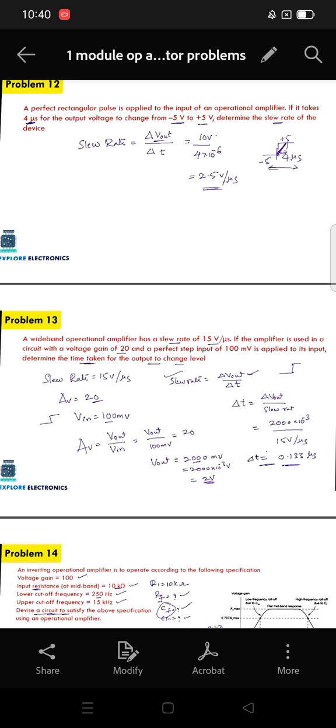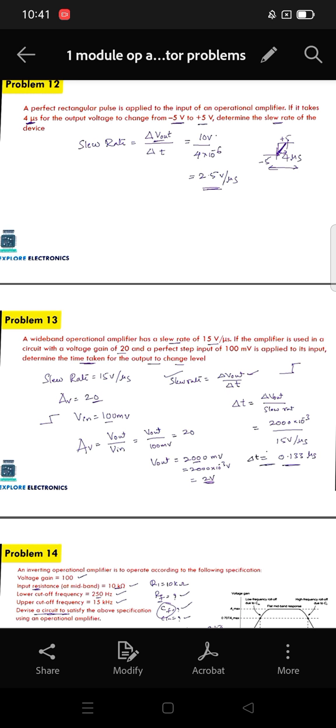From the slew rate equation, and from the gain equation, we have to find the Vout value. Vin is given. First we have to find the Vout, because in the slew rate formula, observe that Vout by delta T. Therefore we want Vout. Therefore we have to find it from the gain equation AV equals Vout by Vin. Substitute the AV and Vin value. From that we will get Vout value as 2 volt.